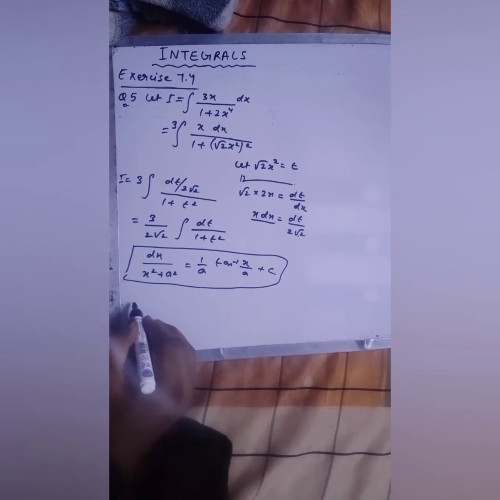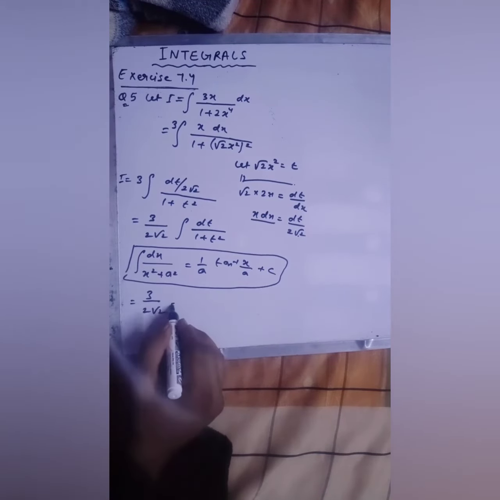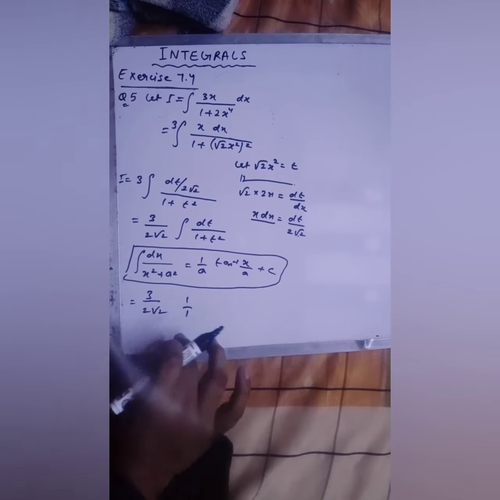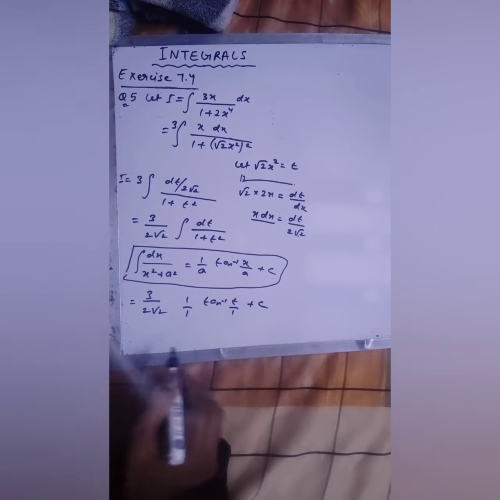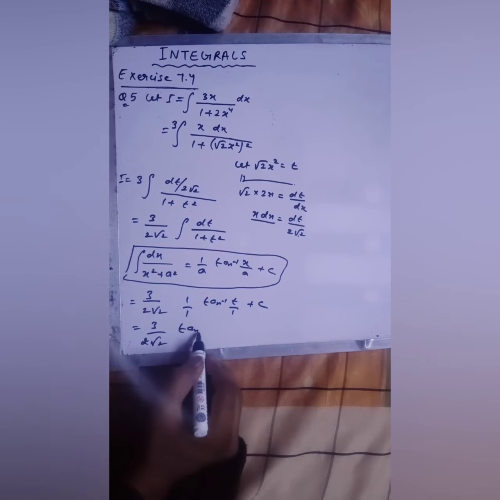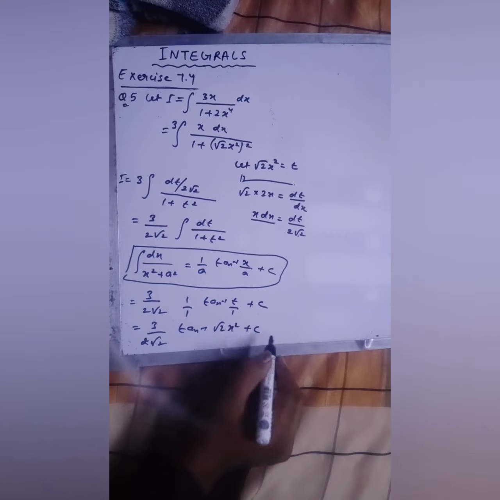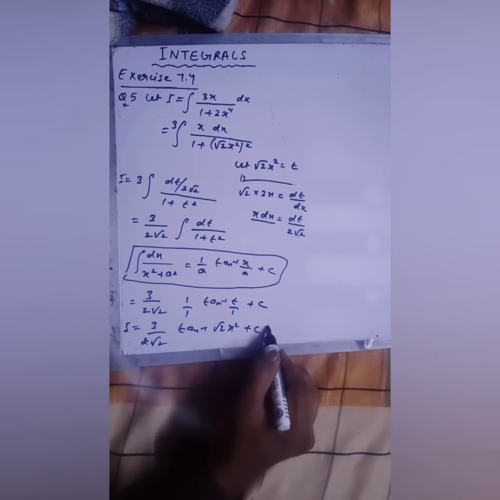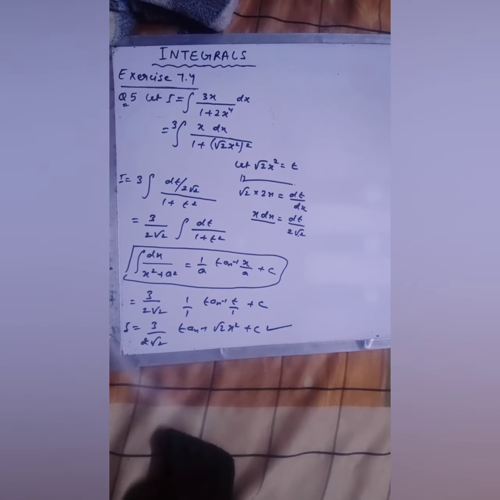Now this 3 over 2 root 2 will remain the same, and in place of the integral you have to apply this formula, that is 1 by a. Your a is 1, your x is t. So 1 by a is 1 by 1, tan inverse t by 1 plus c. Finally you will get 3 over 2 root 2 tan inverse, where t is root 2 x square, plus c. So this is your final integral, the final answer of question number 5.